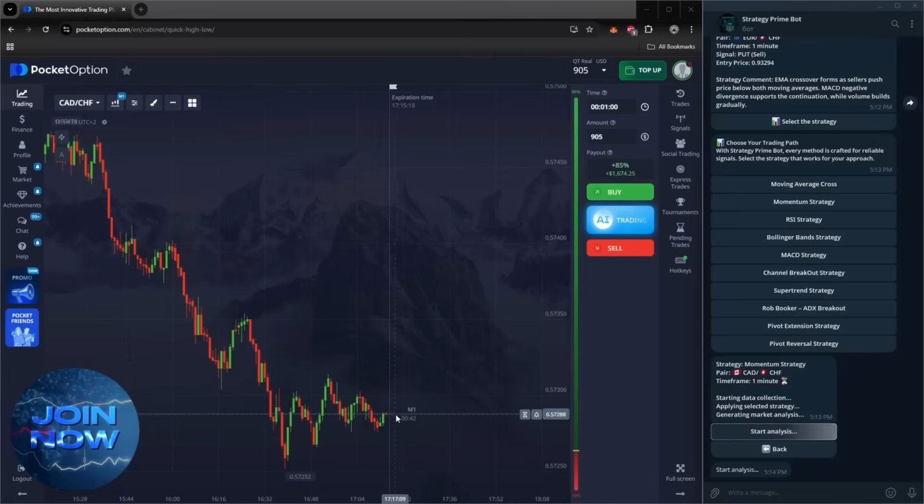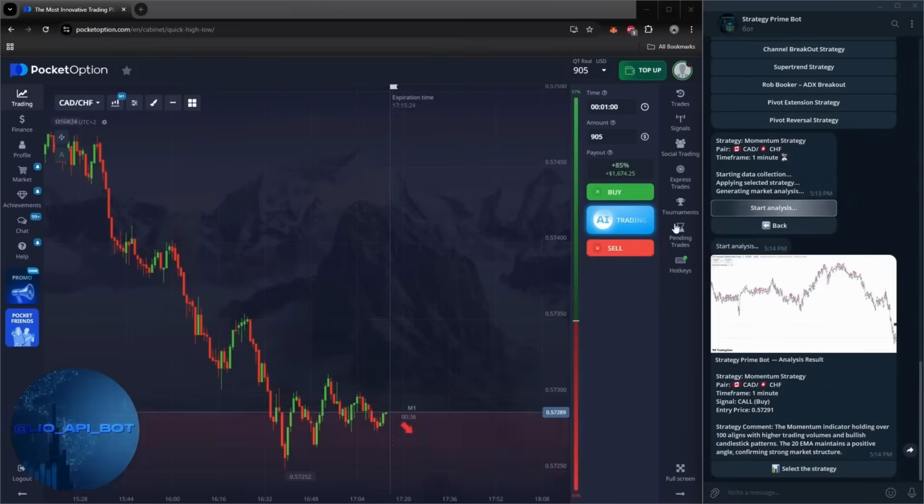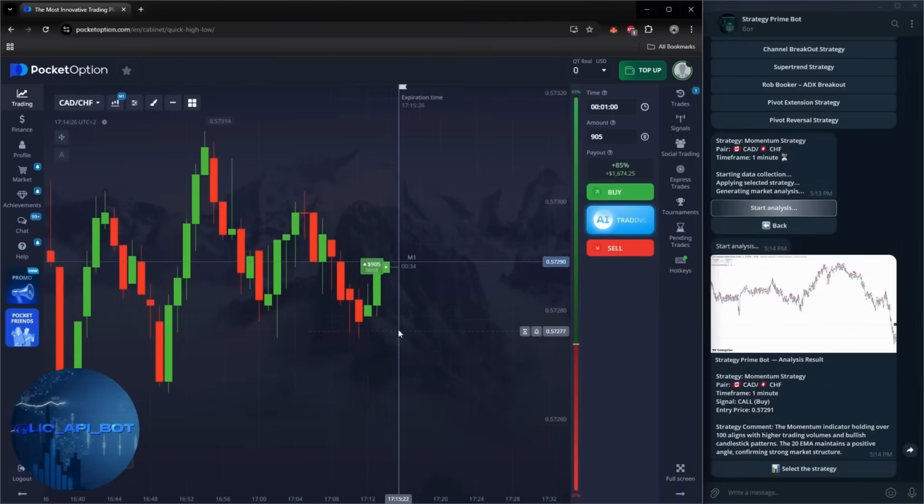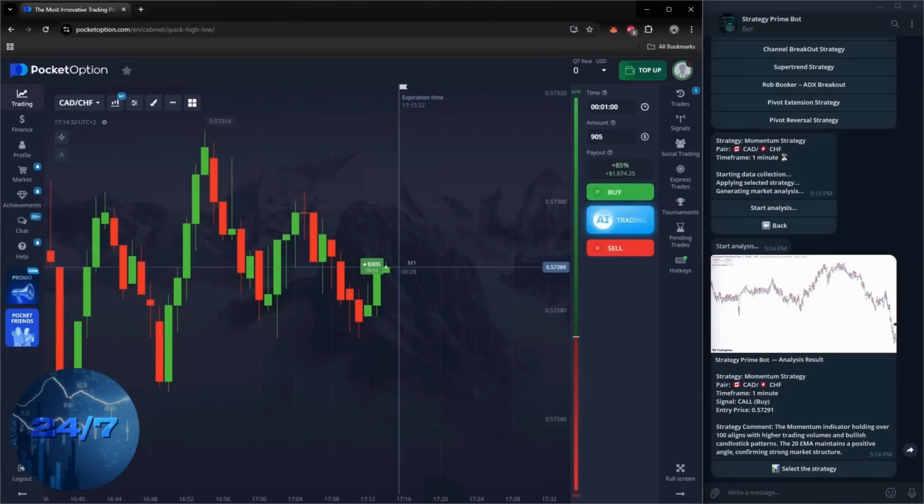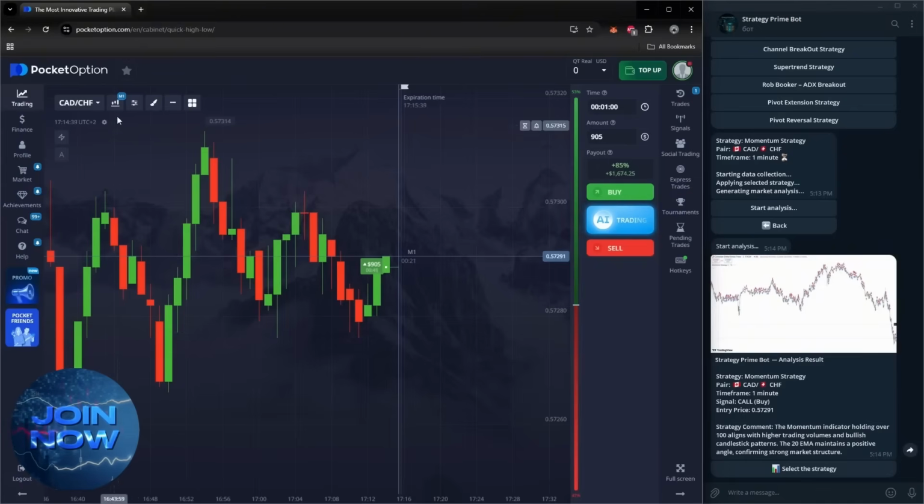As simple as that. All you need to do is simply select the right settings and the strategy and the time frame that you like, and everything else is up to the robot, and we're taking a buy position as suggested by the robot. And let's read into it again. The momentum indicator holding over 100 aligns with higher trading volumes and bullish candlestick patterns. The 20 MA maintains a positive angle, confirming strong market structure.